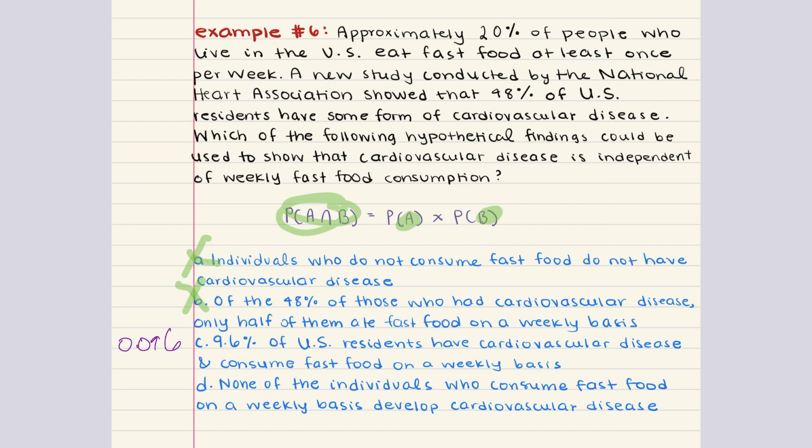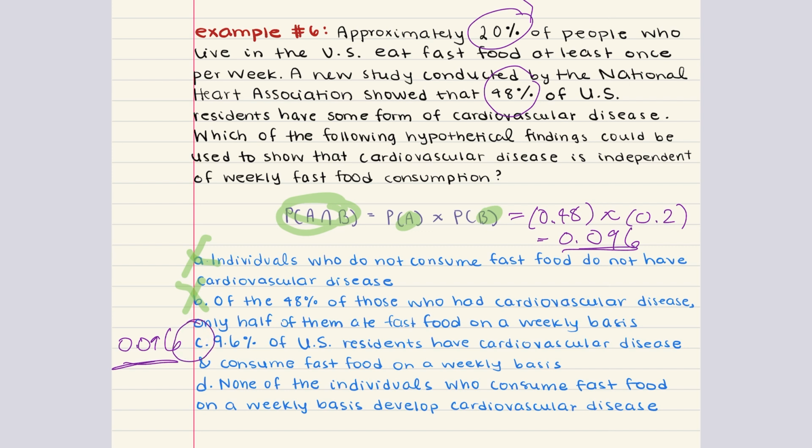So now to determine if the 2 events are independent, we compare this value with the product of their individual probabilities. The probability of having cardiovascular disease is 48%, so 0.48. And the probability of eating fast food weekly is 20%, written as 0.2. If we multiply these two values together, we get 0.096. Since the given joint probability matches the calculated value, the two events are independent, and this choice supports independence and is the correct answer.